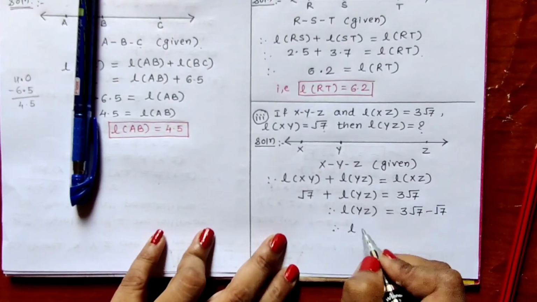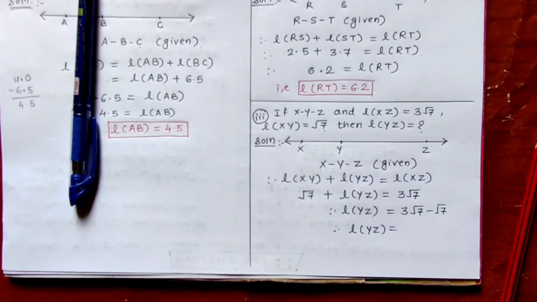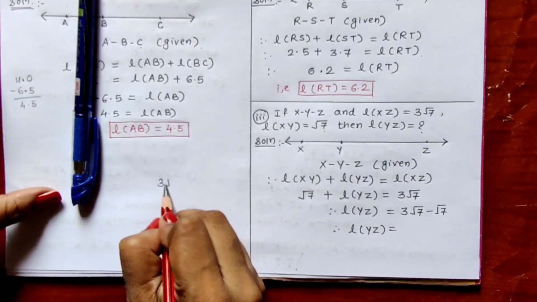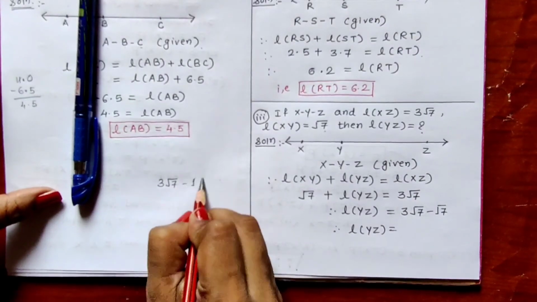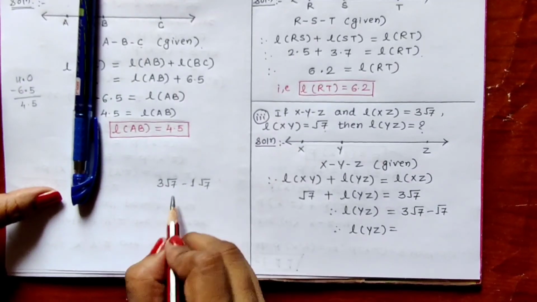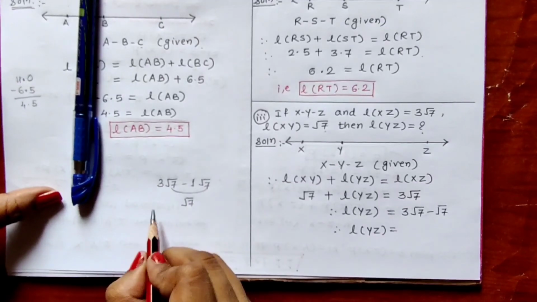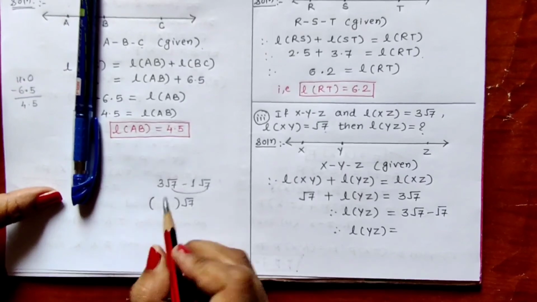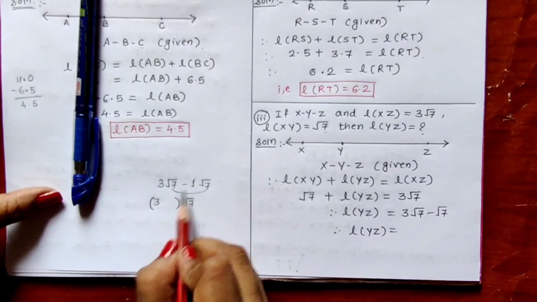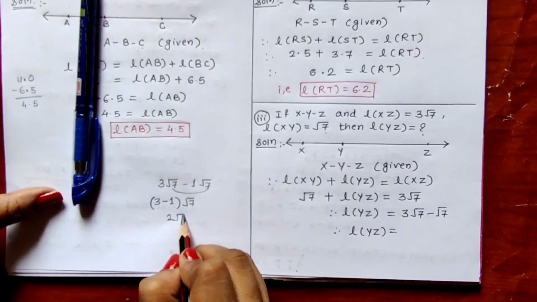And therefore, length YZ is equal to, what is 3 root 7 minus 1 root 7? What will we get as the answer? See children, 3 root 7 minus 1 root 7. It means what? So root 7 is common here. In both these numbers, root 7 is common. What is remaining, that we will write inside the bracket. From the first term 3 is remaining. From the second term minus 1 is remaining. So 3 minus 1 is 2. That is 2 root 7.